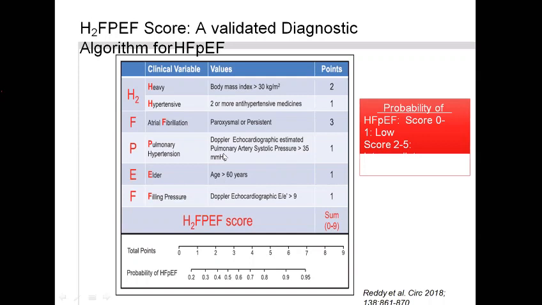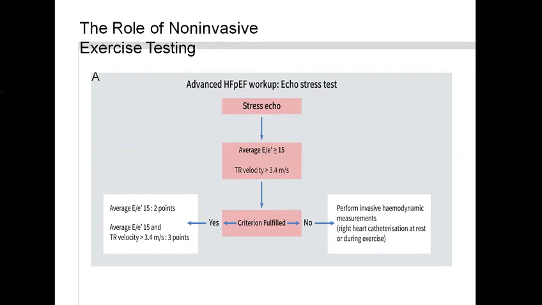There are a number of algorithms like this, like the Schatzvass score. We can use these scores to help us. There is another thing called the FPEF score, so that can also be used. Once you suspect it, the best way to look is by echocardiography.